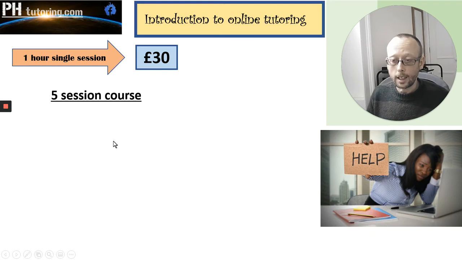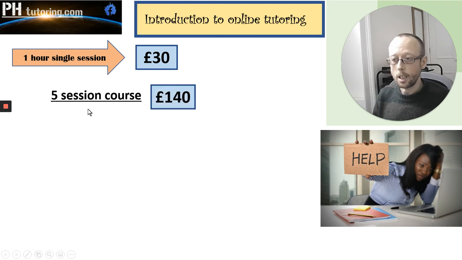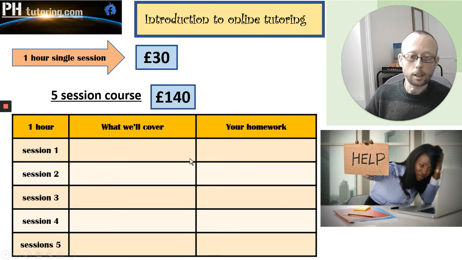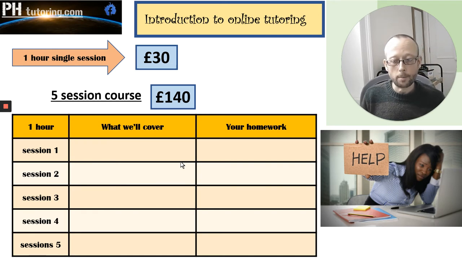What I would suggest, however, is to sign up for a 5-session course. What I would do is I would only bill you after the first session. So if you choose that what I've got from the first session is all you need, I'm happy to do that. I'll bill you for the 30 quid. And if you want to continue, then you'd pay the 140 quid and get the 5 sessions.